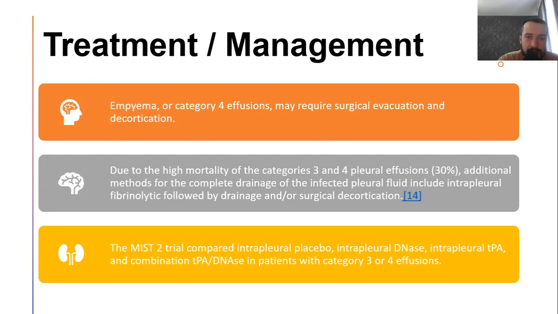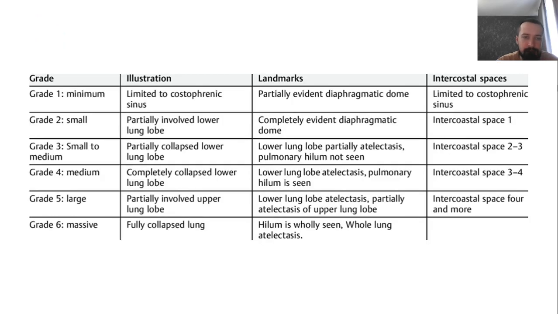Due to the high mortality of the category 3 and 4 pleural effusions, additional methods for the complete drainage of the infected pleural fluid include intrapleural fibrinolytic followed by drainage and/or surgical decortication. The MIST2 trial compared intrapleural placebo, intrapleural DNase, intrapleural TPA, and combination TPA and DNase in patients with category 3 or 4 effusions. There you see the grades of the pleural effusions. You see the illustration, landmarks, and intercostal space.